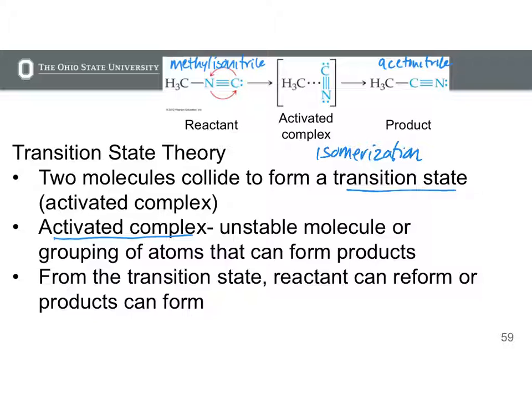You also will see sometimes a transition state written with a double dagger. Okay, this one is in brackets. Sometimes you see the brackets plus the double dagger. That just signifies transition state. Okay.